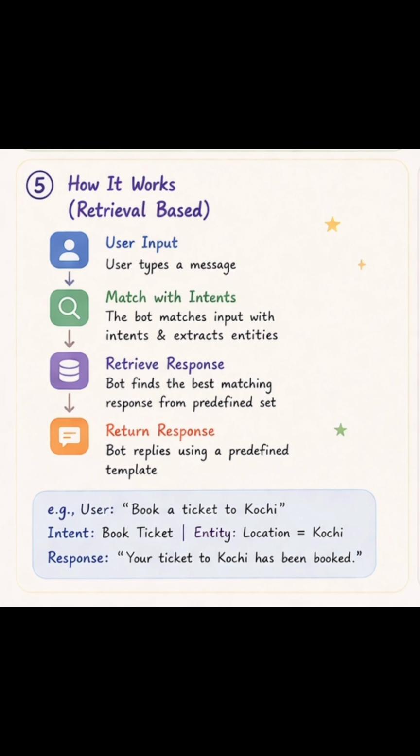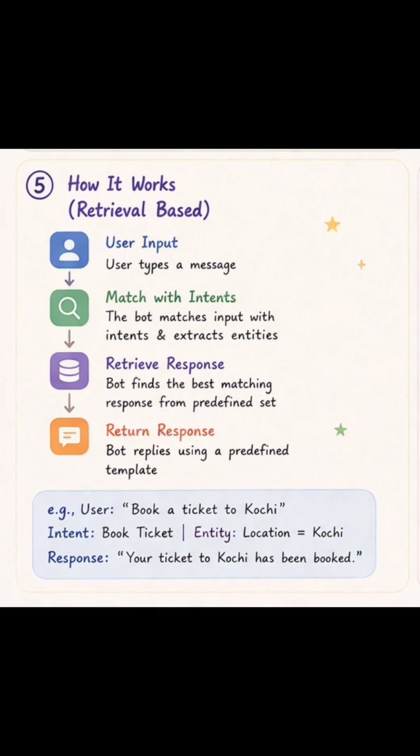So here is the example. The user says, book a ticket to Kochi. The intent, what the user needs, is to book a ticket, right? And the entity, the extracted important data, is Kochi. So the location Kochi is extracted and the response will be like, your ticket to Kochi has been booked.